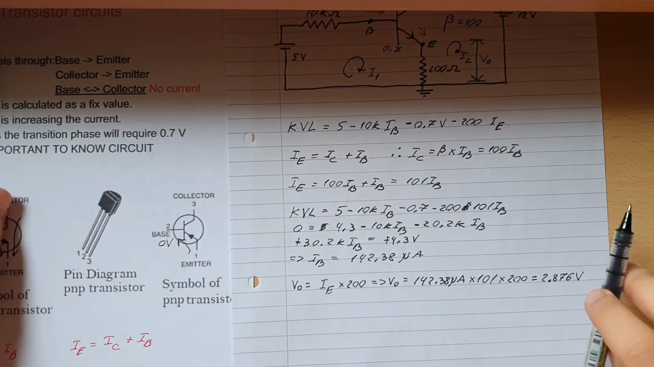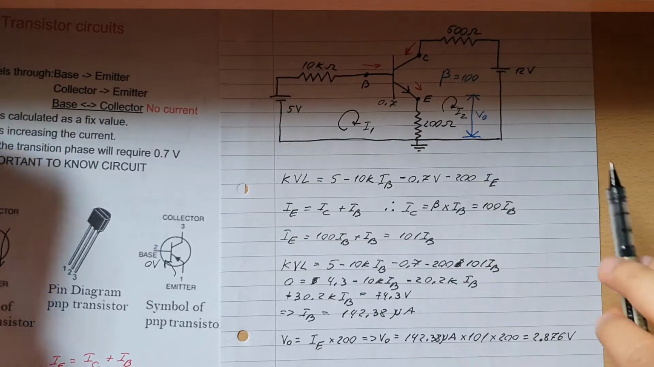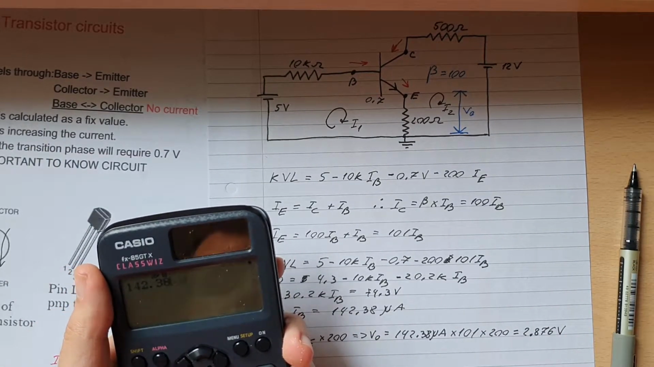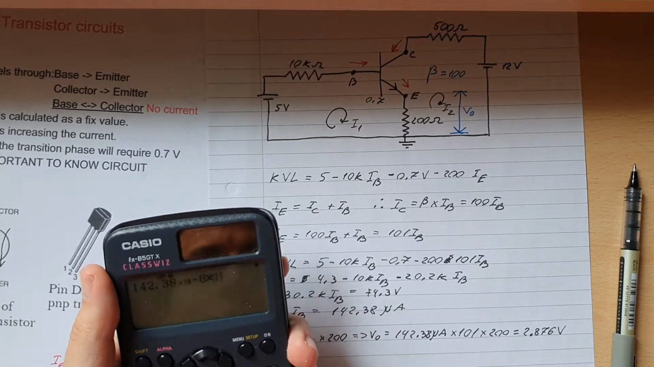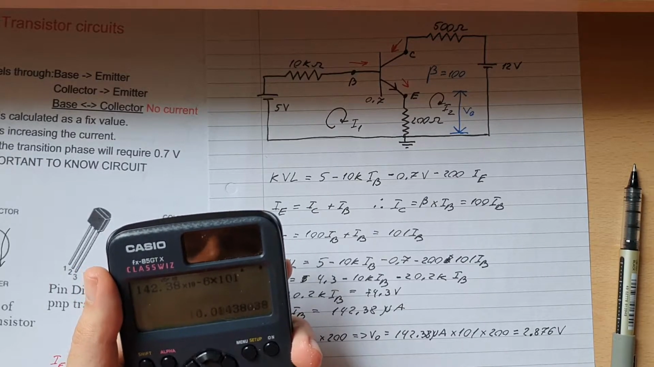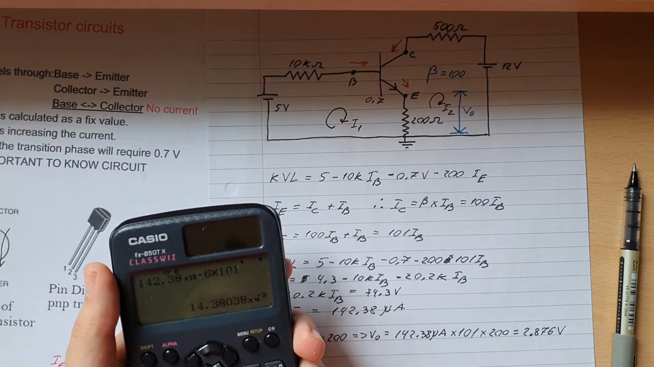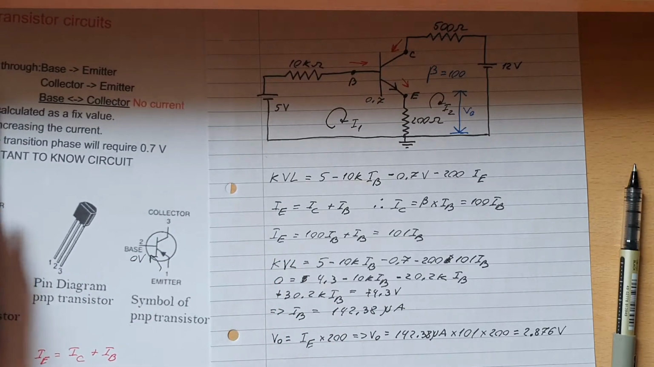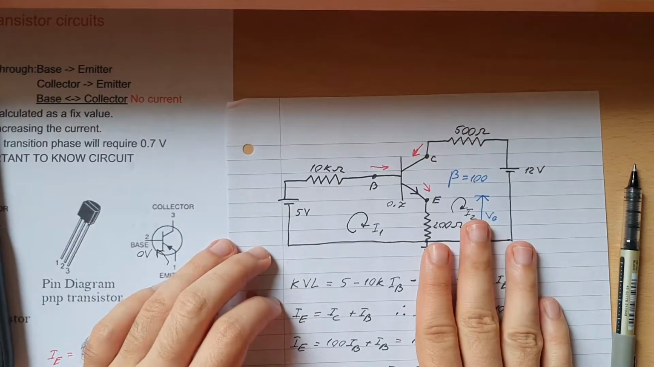And the current, if you're curious, at the emitter E will simply be, let's see, 142.38 times 10 to the minus 6 multiplied by 101, that will be 14.38 milliamps. Okay, so you can see that this problem is solved.